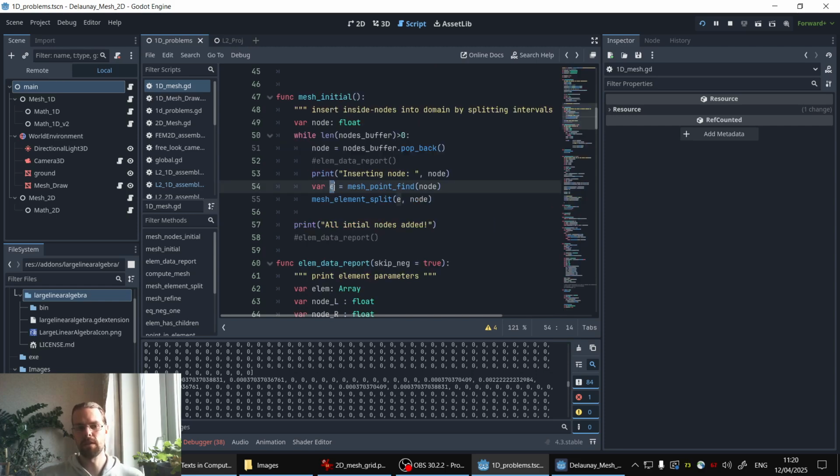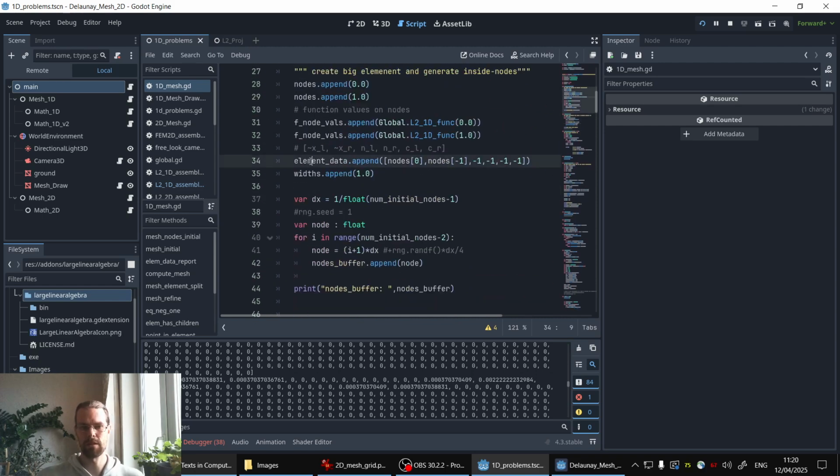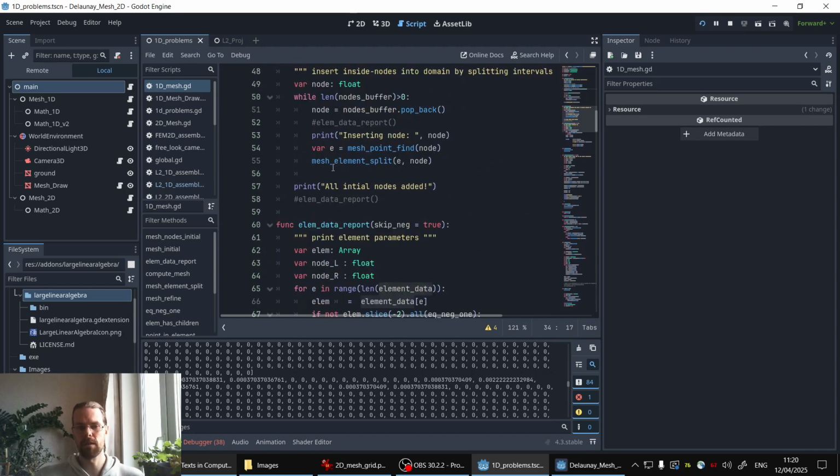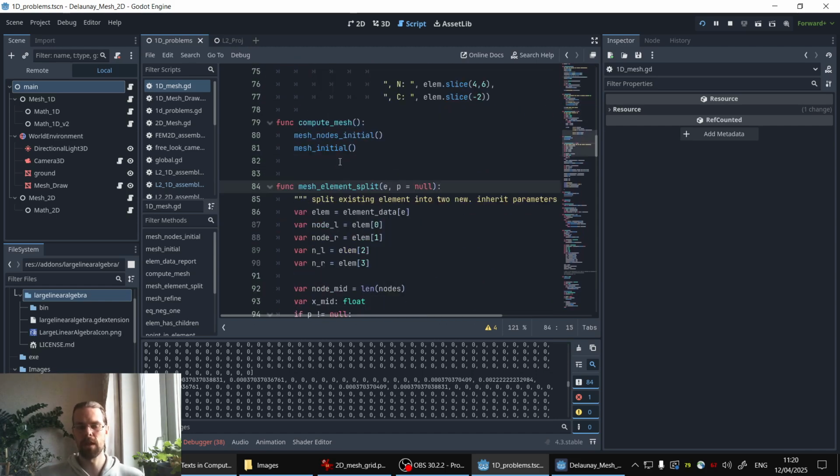So we got which entry in this element's data storage we have, and then we do a split. Of course, the split is just a manipulation of data.